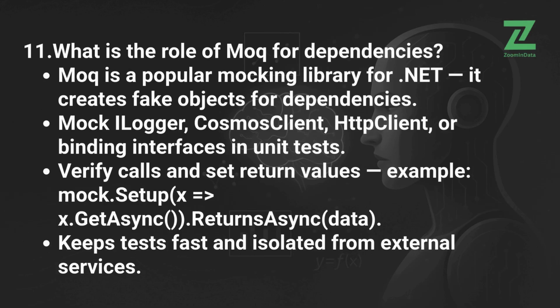What is the role of Moq for dependencies? Moq is a popular mocking library for .NET. It creates fake objects for dependencies. Mock ILogger, Cosmos client, HTTP client, or binding interfaces in unit tests. Verify calls and set return values. Example: mock.Setup(x => x.GetAsync()) returns async data. Keeps tests fast and isolated from external services.